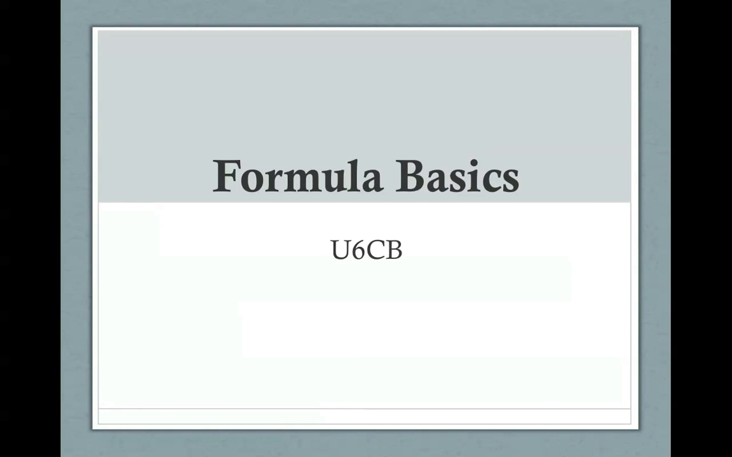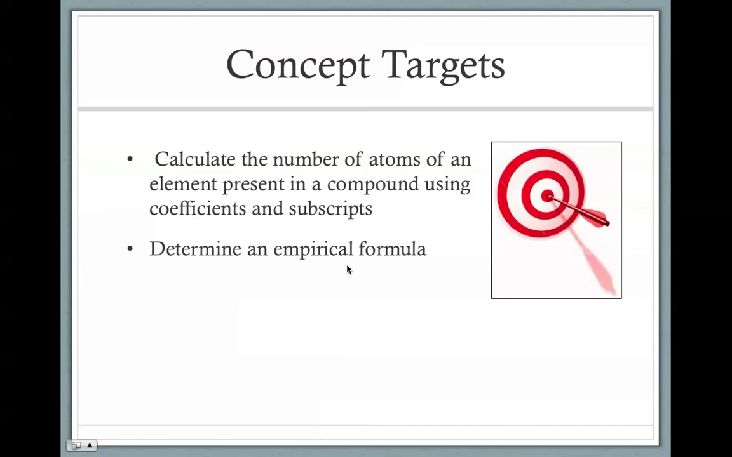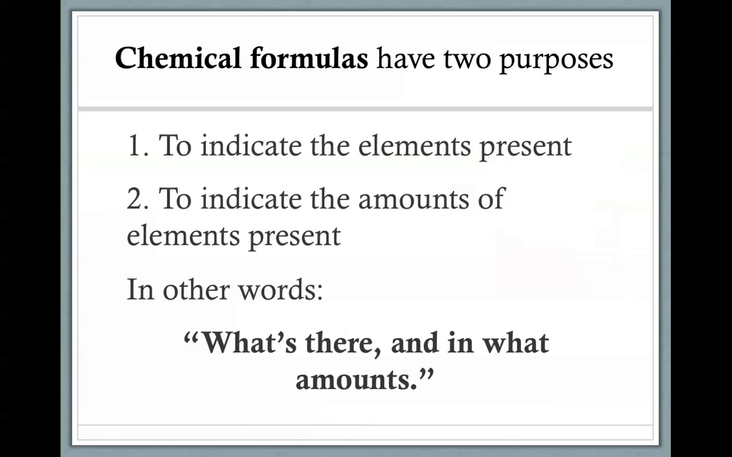Alright, in Concept B, we're going to be looking at some basic information dealing with formulas. We're going to hopefully be able to count the number of atoms of an element present in a compound using the coefficients and subscripts, which you should be able to differentiate between. And we're also going to be talking about empirical formulas and how to determine an empirical formula.